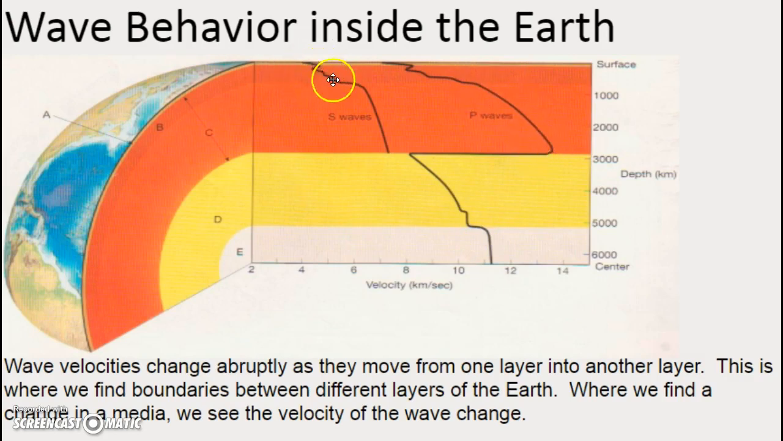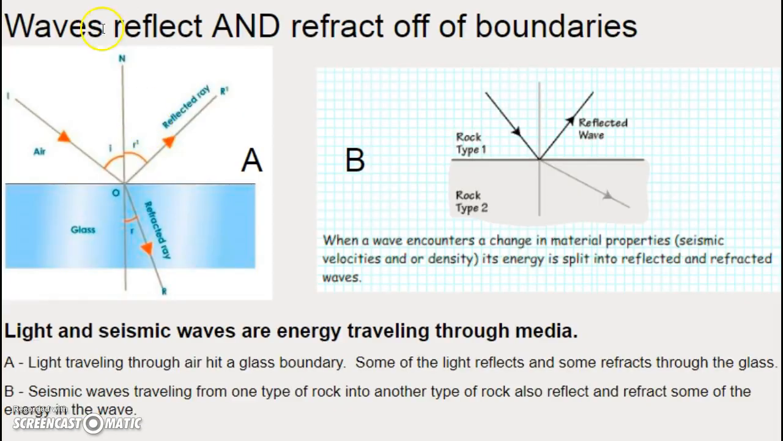Notice our S wave. Our S wave does the same thing. It speeds up, it's traveling through a denser material, and then it is not able to travel through a liquid, because we know transverse waves do not travel through liquids, only in solids. So let's look at how waves reflect and refract off of boundaries.